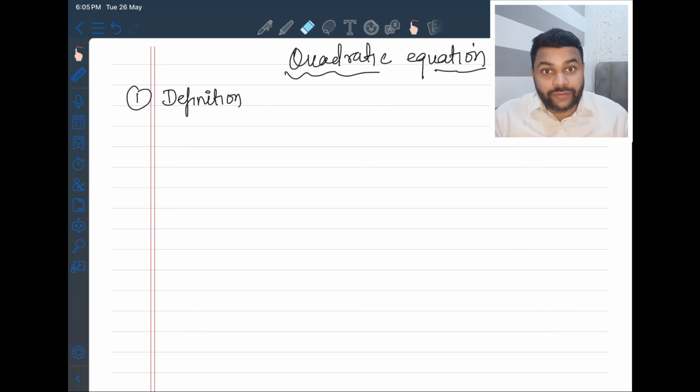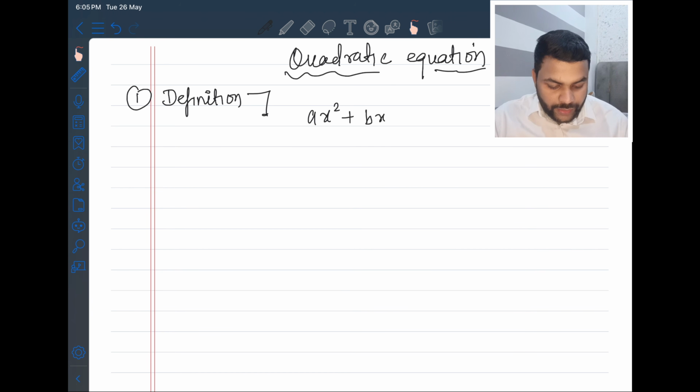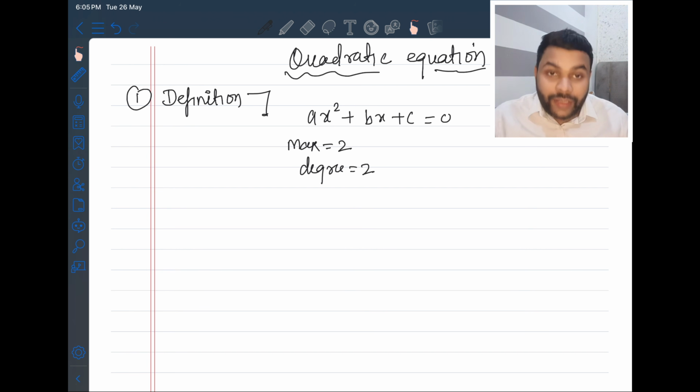Basically, what is the definition of a quadratic equation? So the basic standard form of a quadratic equation is ax square plus bx plus c equal to 0. So this is a basic quadratic equation. Here the maximum power is 2, so the degree will also be 2. So if the degree is 2, then it is a quadratic equation. You already learned this topic in the previous chapters.